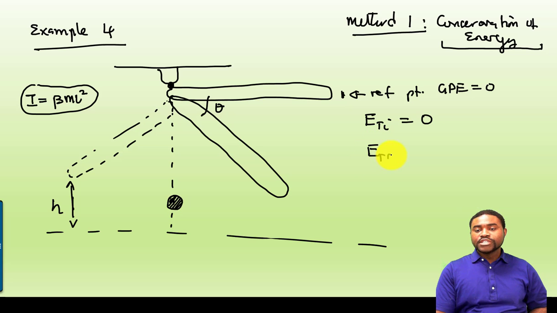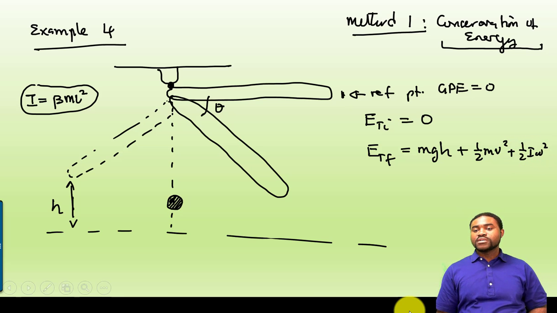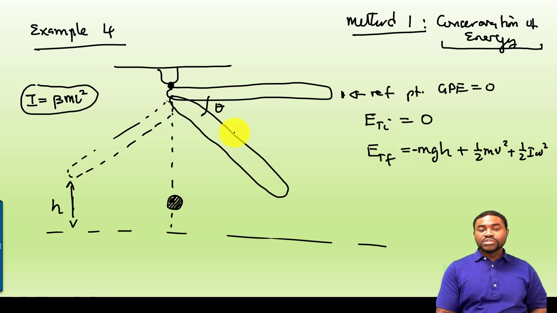The total energy final will be equal to what? mgh plus half mv squared plus half I omega squared. But the question is, what is h? I'm going to put a negative sign here because it's below the horizontal.